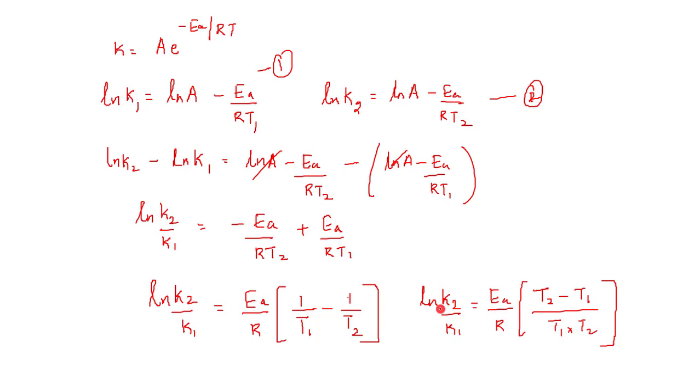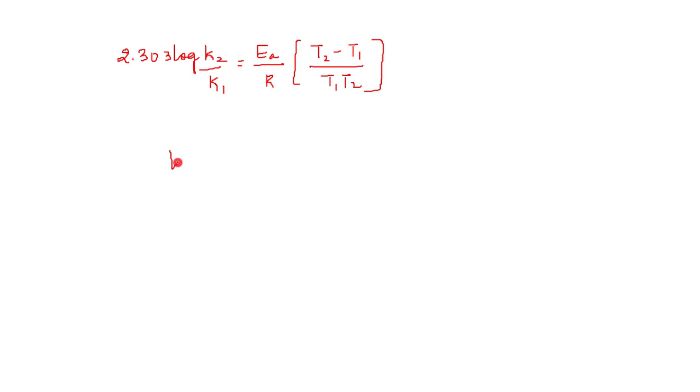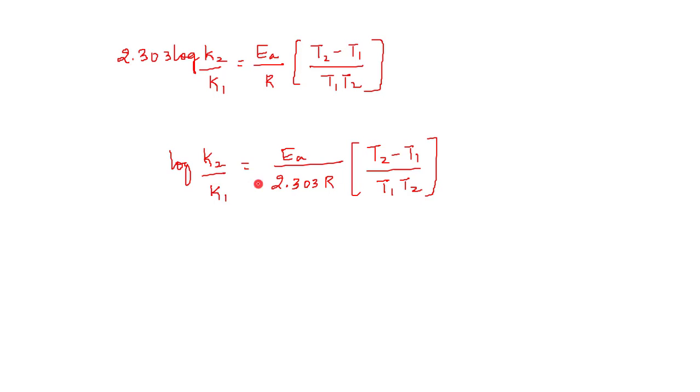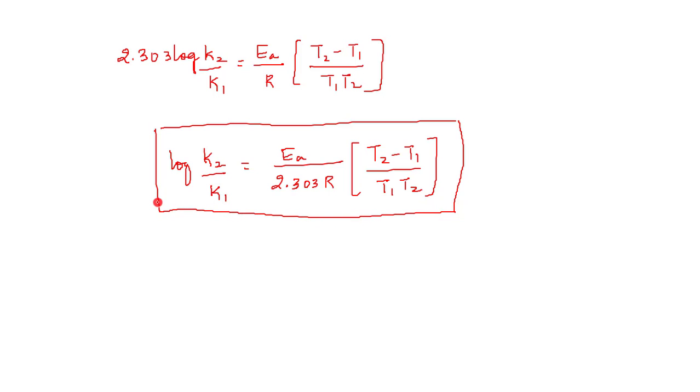So this ln, if I convert into log, what will happen? That time we'll be writing it as 2.303 log of K2 by K1 is equal to EA by R into T2 minus T1 divided by T1 T2. Okay, or log of K2 by K1 is equal to EA by 2.303 R into T2 minus T1 divided by T1 T2. Okay, so this is the formula to calculate activation energy of a reaction at two different temperatures, right?